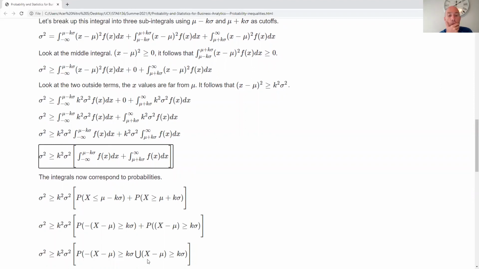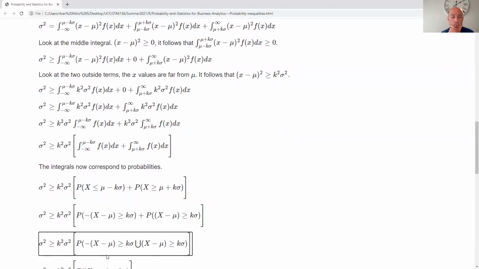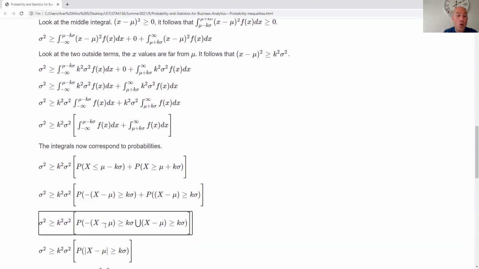All right, so now I look at this and I notice that I'm saying negative x minus mu greater than or equal to k sigma, and I've got x minus mu greater than or equal to k sigma. I look at that for a moment, I go, huh, these two terms remind me of absolute values from college algebra. So what can I do? I can rewrite the statement this way. So here I know that it's this greater than k sigma or this greater than k sigma, and I realize that this actually corresponds to absolute value greater than or equal to k sigma.